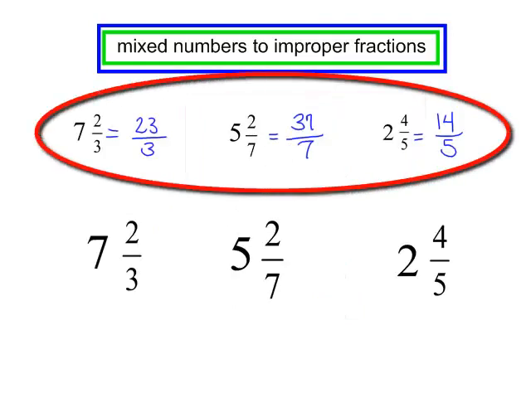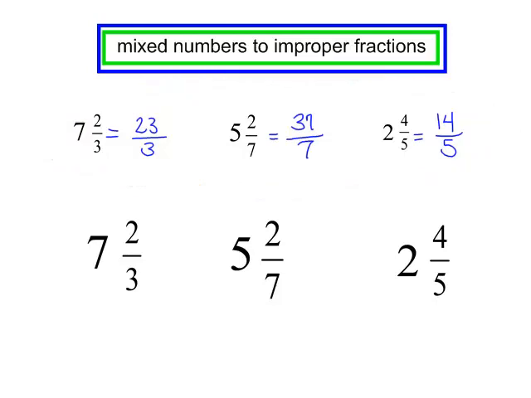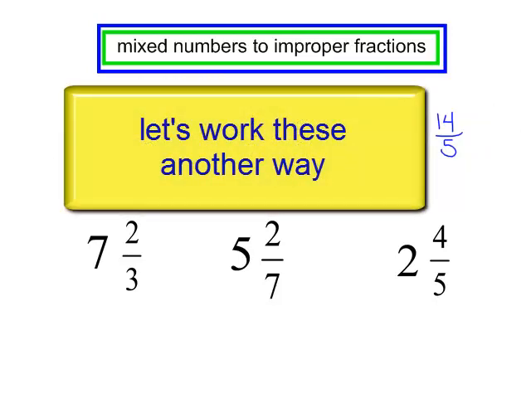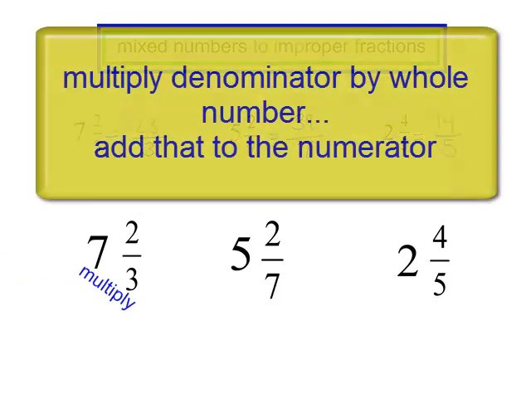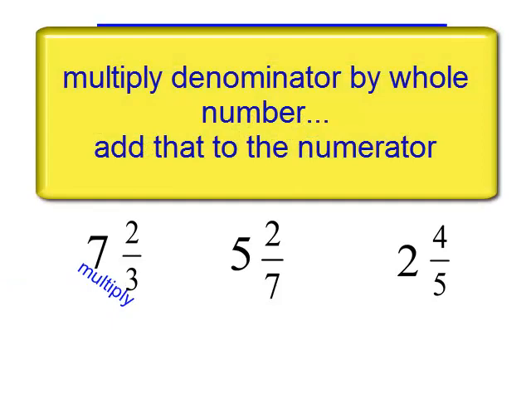I have the 3 problems that we have already completed listed here. Let's try to work these problems another way. When we have a mixed number and we want to change it to an improper fraction, we could take the denominator, multiply it times the whole number, and then take that answer and add it to the numerator.